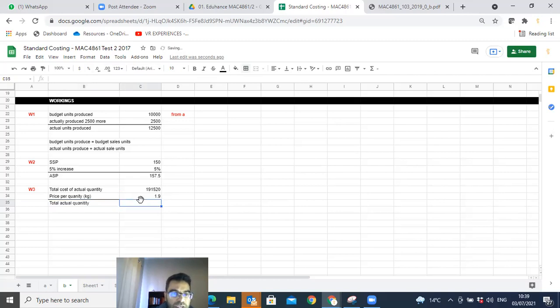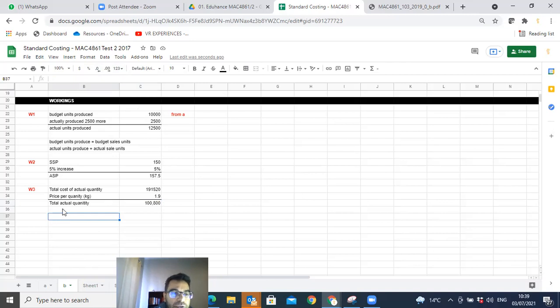Total actual quantity is going to be equal to 191 divided by 1.9. So the actual quantity used is 100,800 kilograms. So you can see whether it's favorable or not before the time. You can see how much they used per unit.